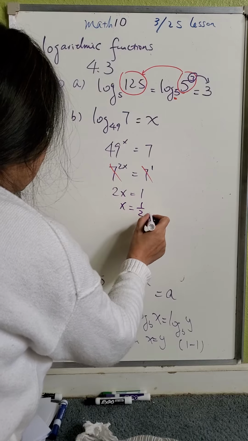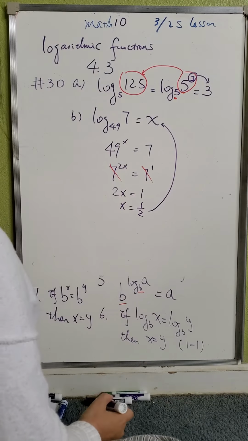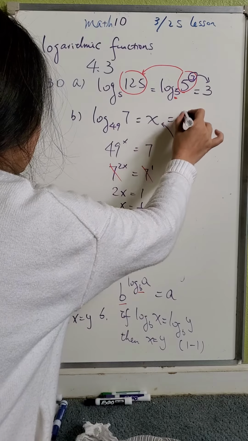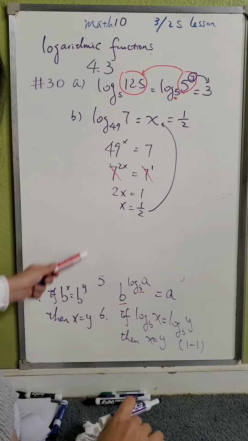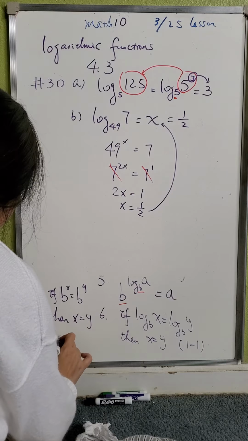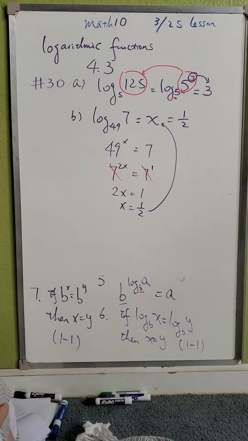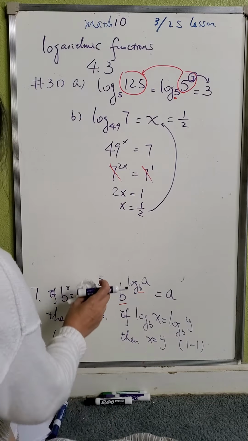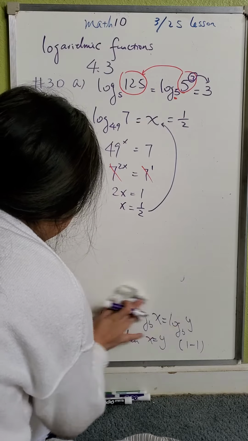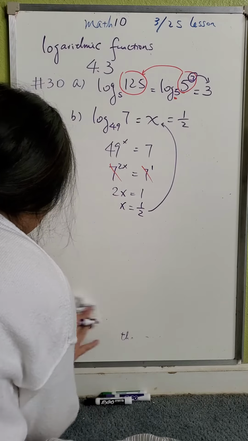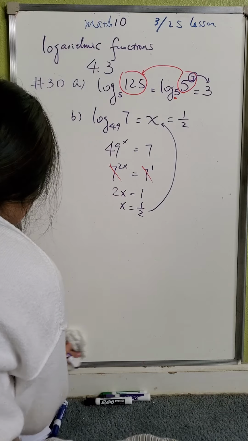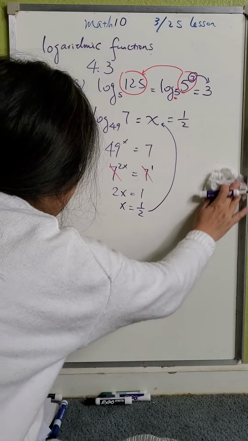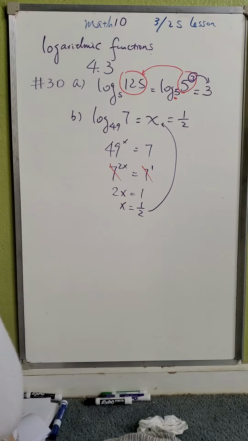Then you replace this by 1/2, so that's equal to 1/2. So you can use this, also called a one-to-one property. So there are two one-to-one properties. That's how you do part B. Both one-to-one properties are very useful.